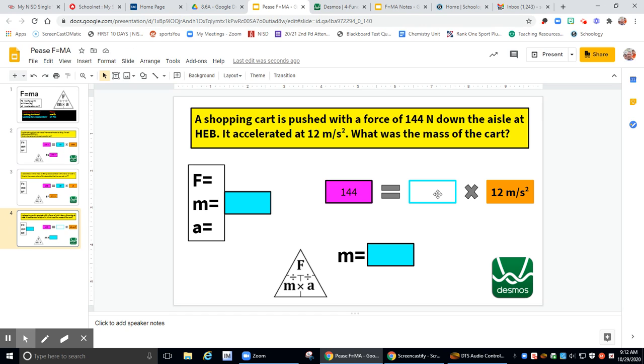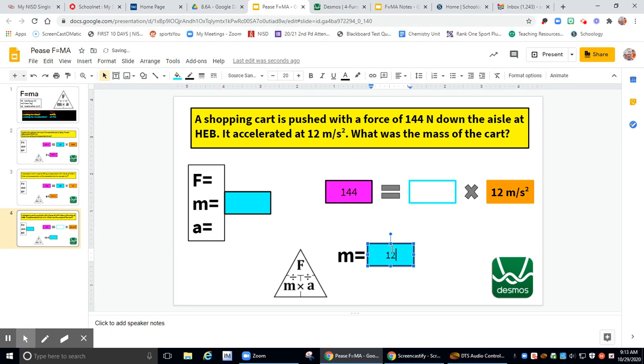So the same way we did the last problem, I would divide this side by 12 to get rid of it, to leave this by itself. But if I do it on this side, I have to do it on this side. And so here is going to be 144 divided by 12. Okay, so we're looking for mass. So if we cover up the M here, it's force divided by acceleration. And so again, 144 divided by 12 gives us a mass of 12 kilograms.